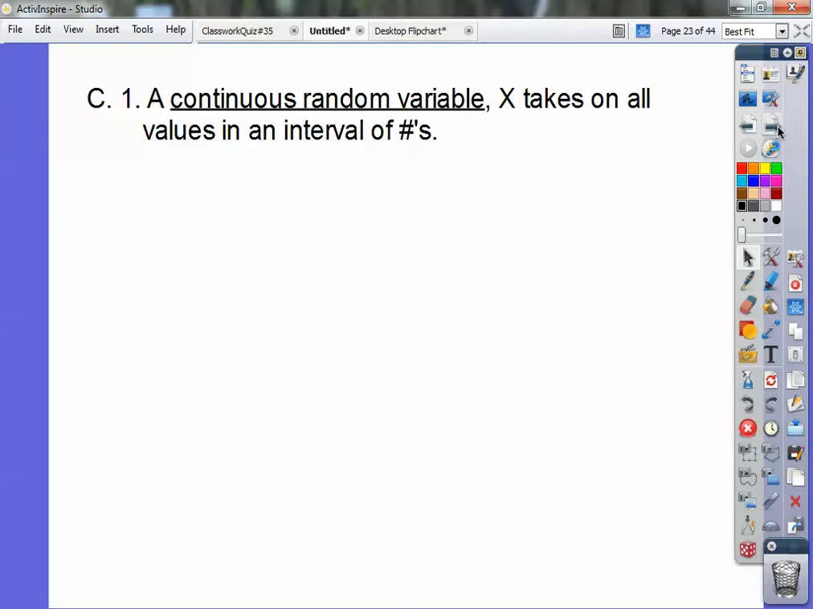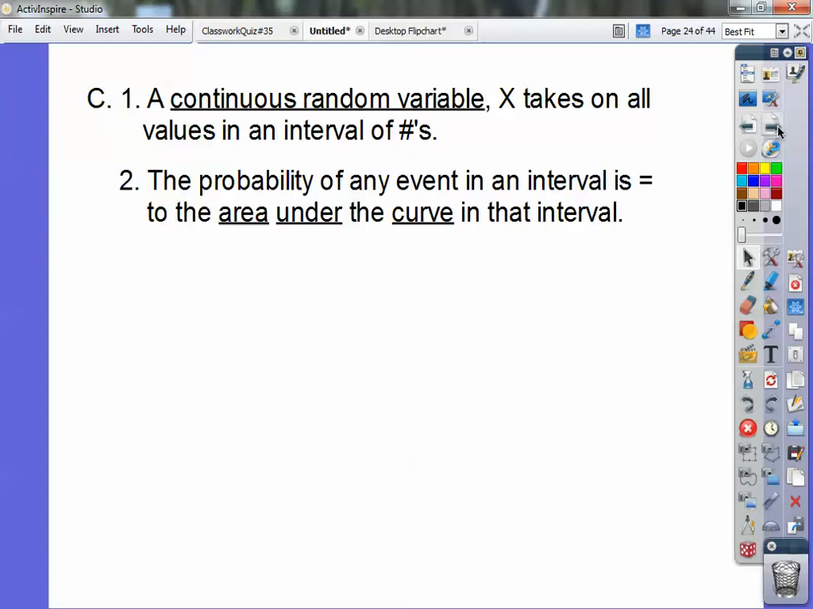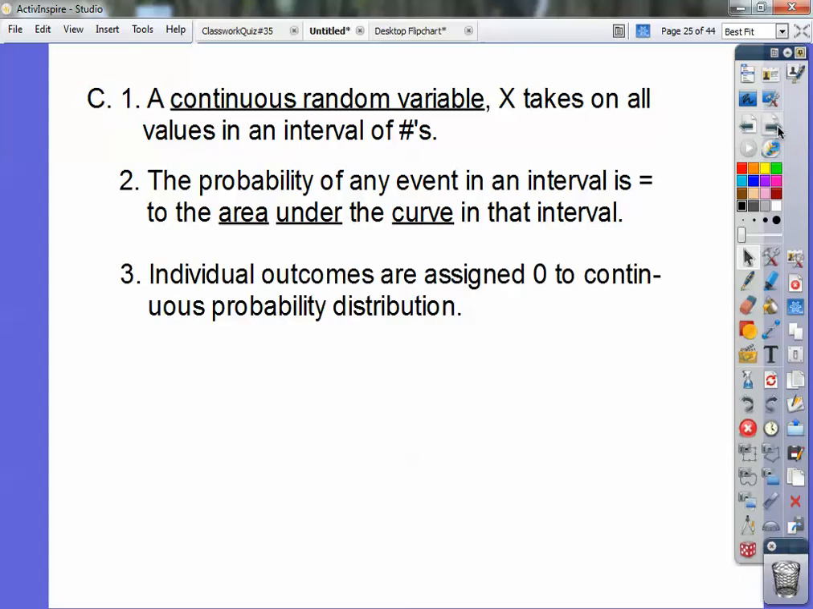Okay, so here's section C. A continuous random variable x takes on all values in an interval of numbers. So the probability of any event in any interval is equal to the area under the curve in that interval. Just what we just did right there. Individual outcomes are assigned 0 in continuous probability distributions.